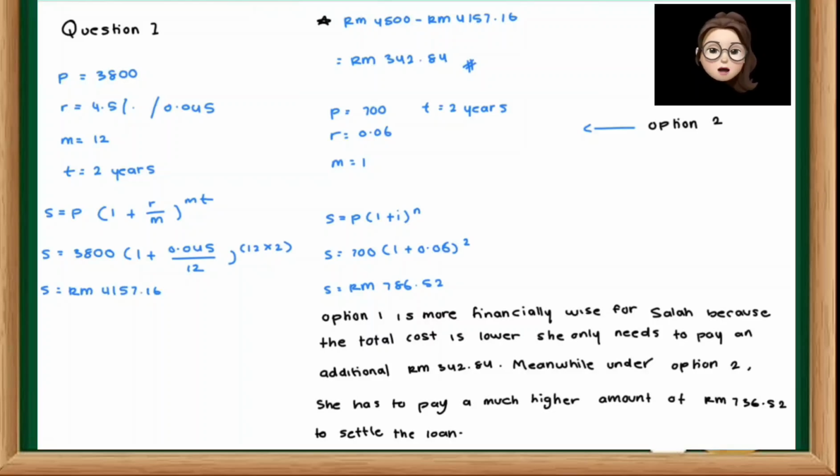So, in conclusion, option 1 is more financially wise for Sarah because the total cost is lower. She only needs to pay an additional 342.84 ringgit. Meanwhile, under option 2, she has to pay a much higher amount of 786.52 to settle the loan.